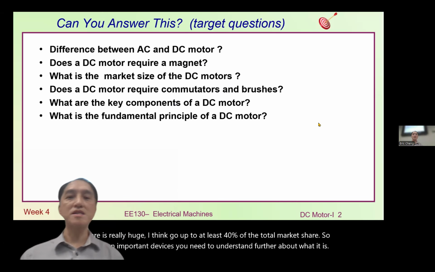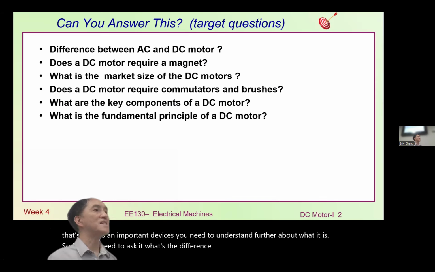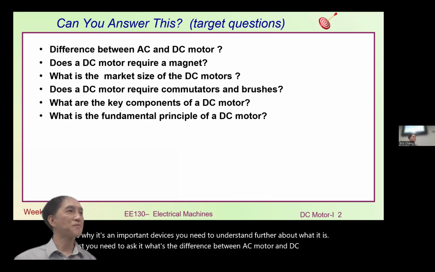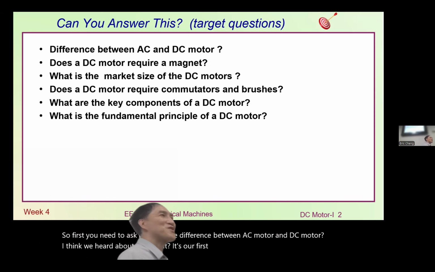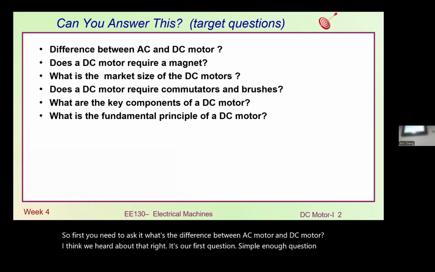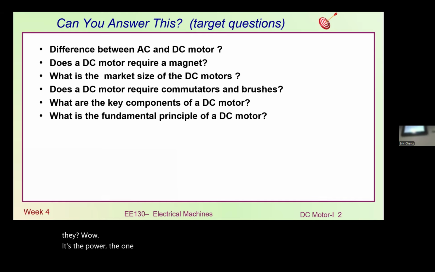So firstly, what's the difference between an AC motor and a DC motor? I think we heard about that, right? It's our first question, a simple enough question to ask you. I think I asked you some time ago. This gentleman, DC and AC, what are they? Well, it's the power, the one DC power. I don't know how the frequency changes.